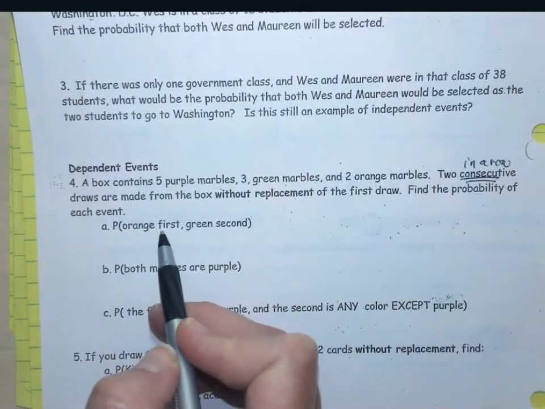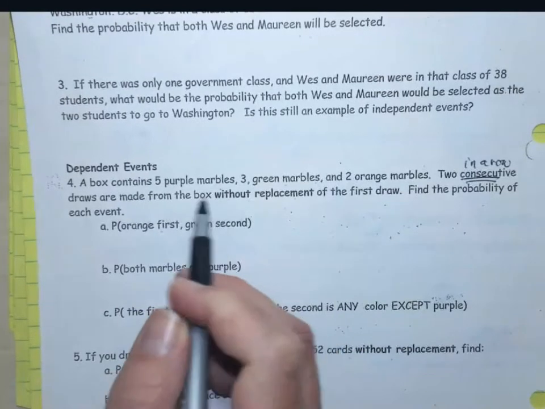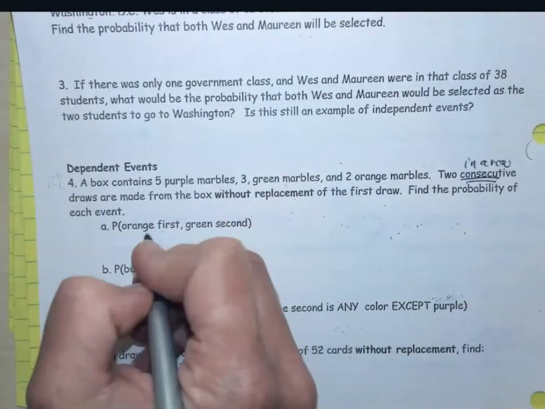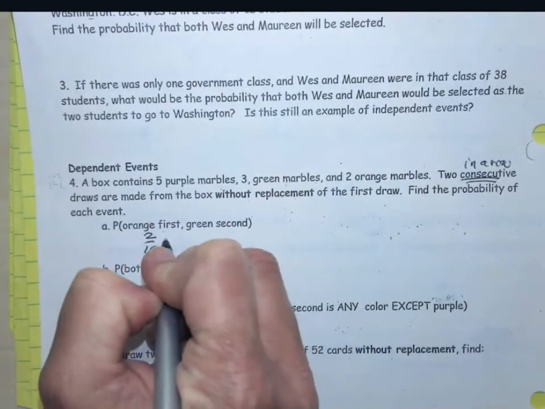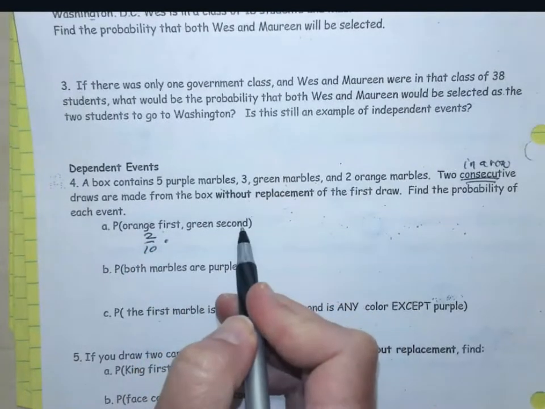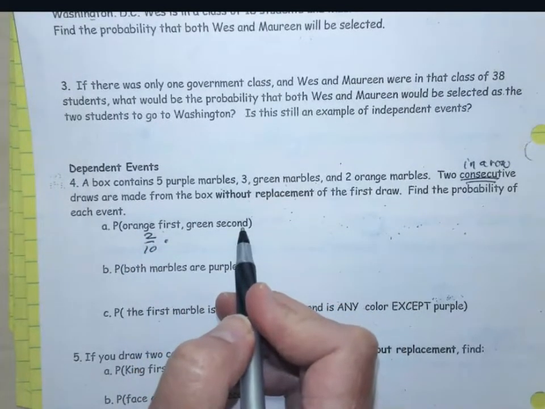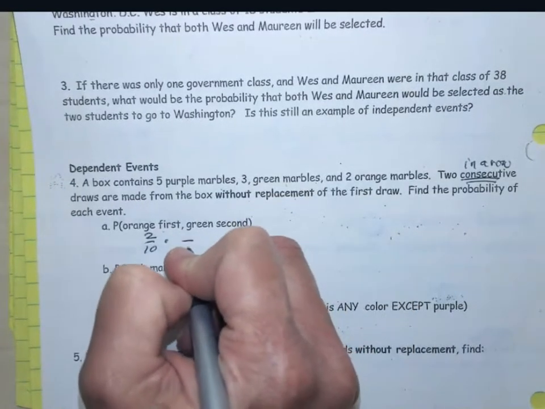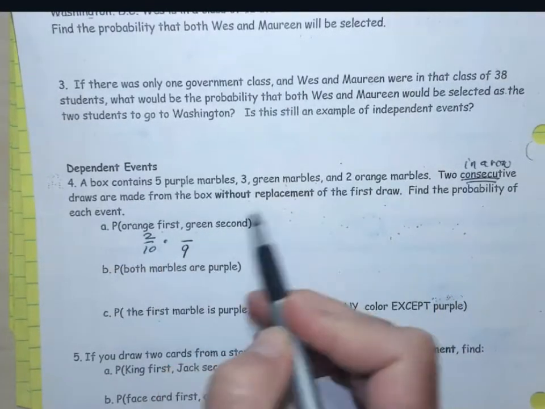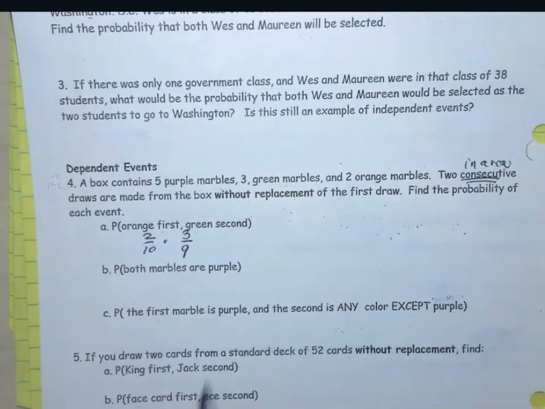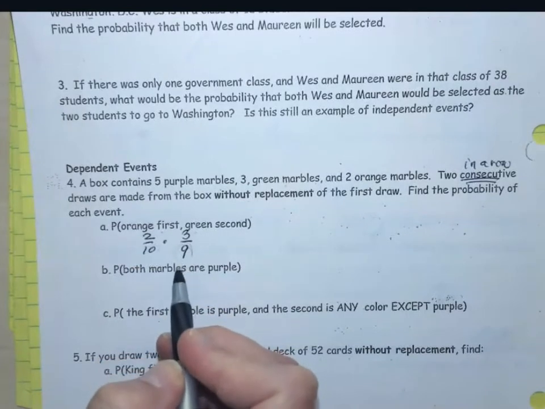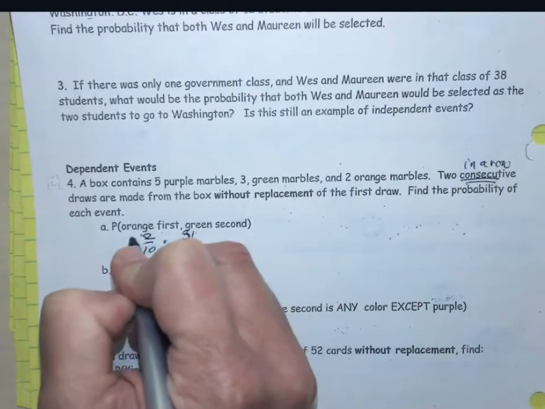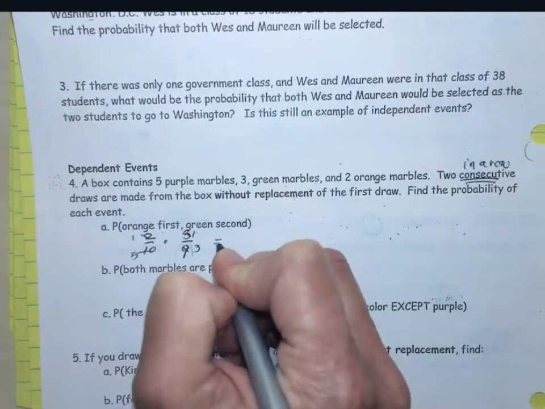So we're going to do probability of the orange. So I have 2 orange marbles out of a total of 10. So 2/10. And then the green. Now I've eaten one of the orange candies. And so now I have 9 candies left. But now I want to know I get green on the second. Well, I have 3 9ths. So I reduced how many because I ate that green one. So now I can simplify. And I end up with 1/15.